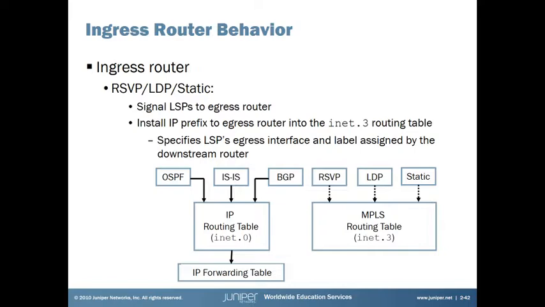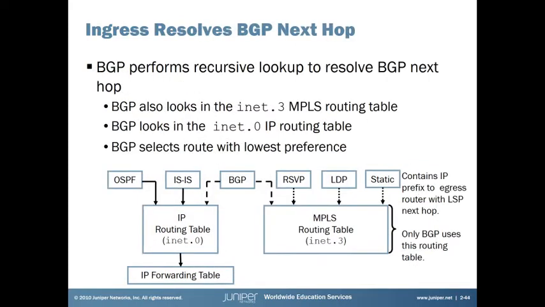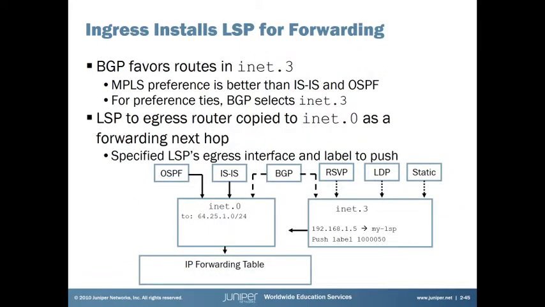So that is going to result in the MPLS routing being set up, or BGP finding the path in the inet.3 table. Finding the label switch path. Okay, so BGP favors routes in inet.3. They also have a better preference than the inet.0 routes.